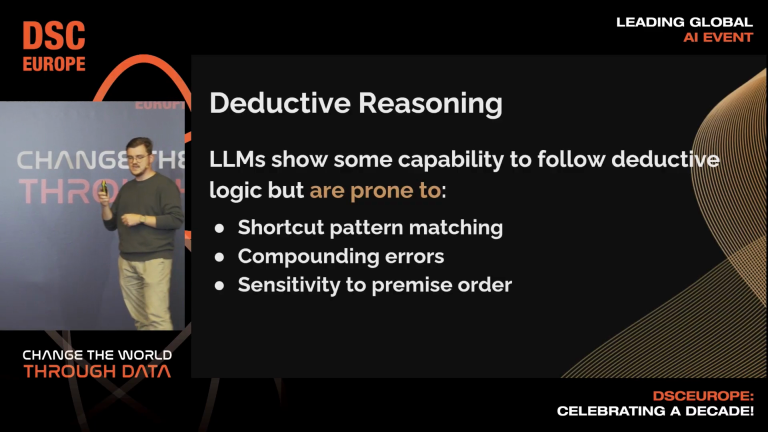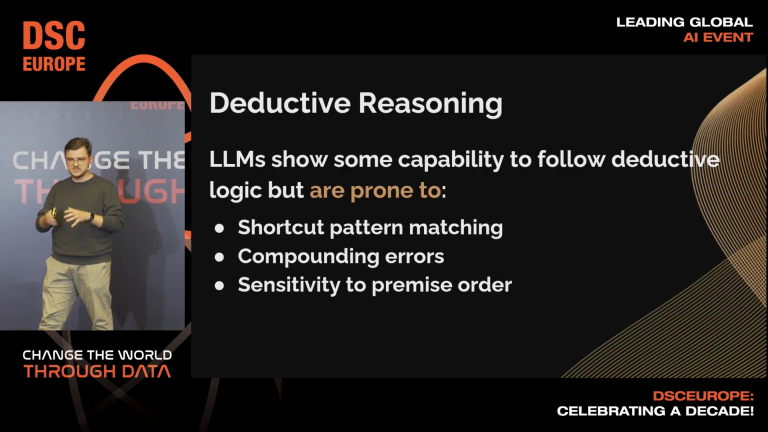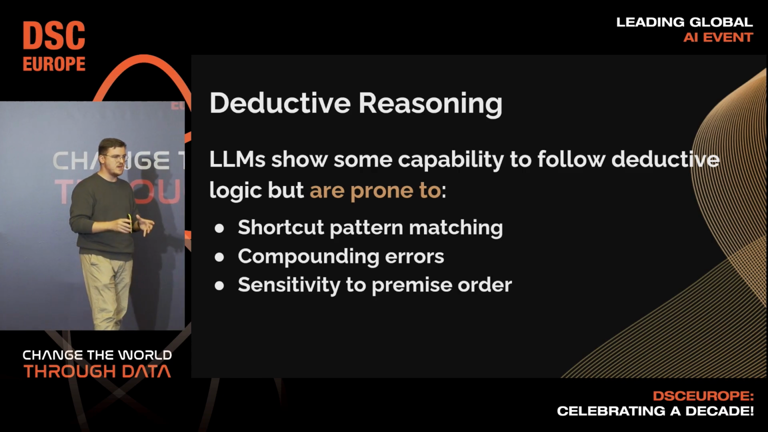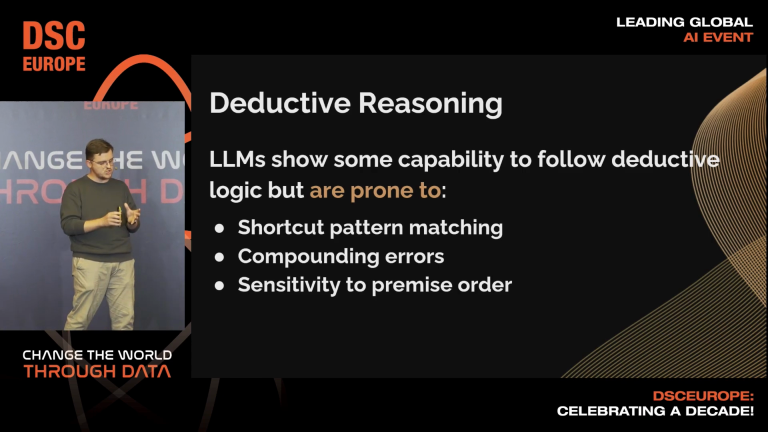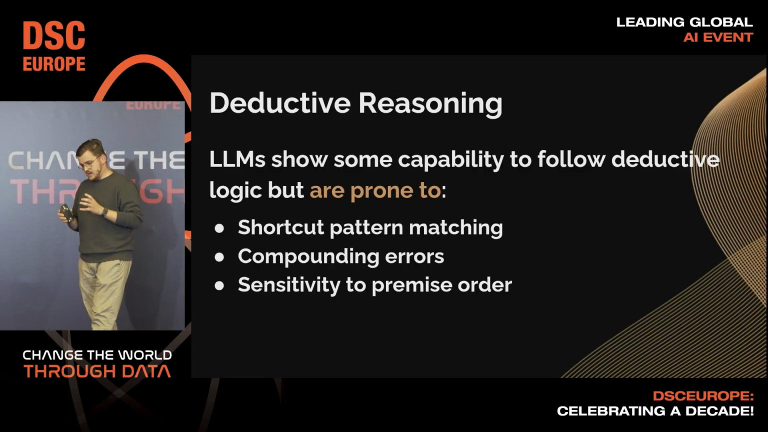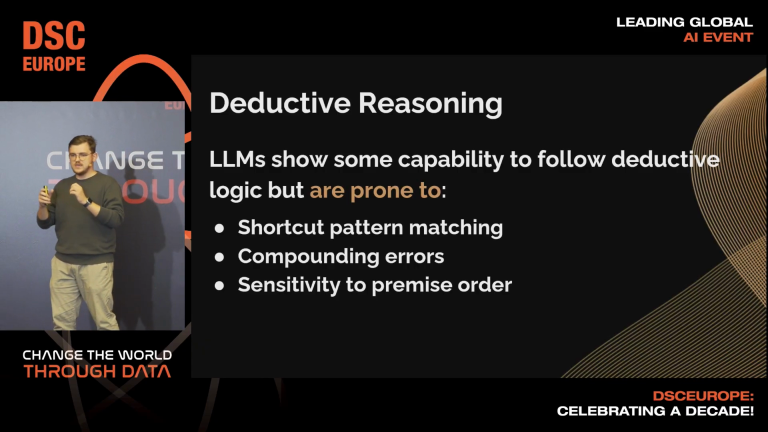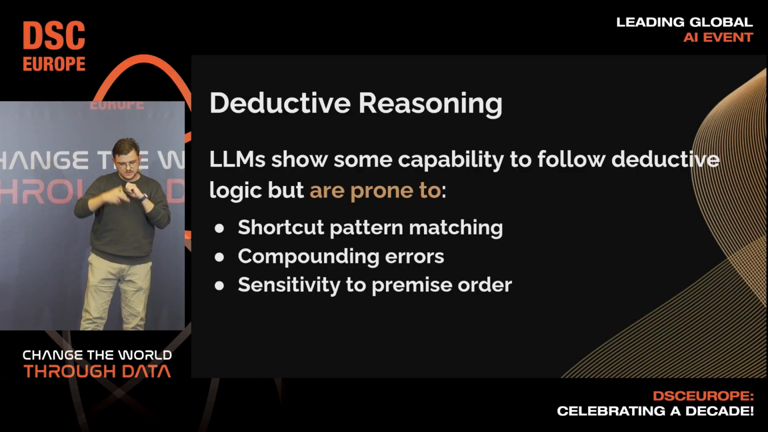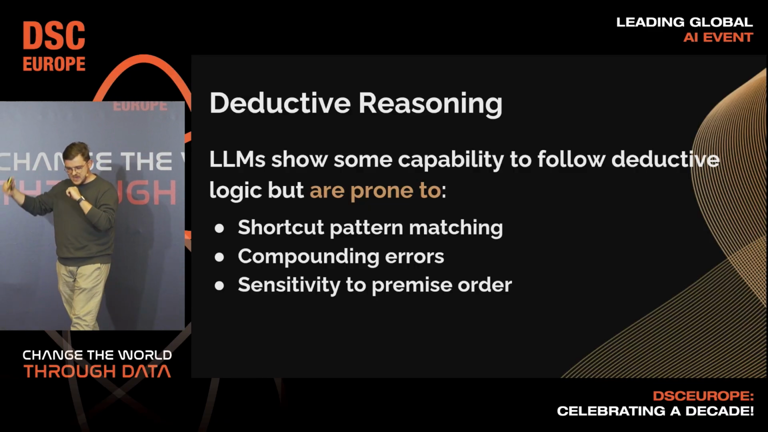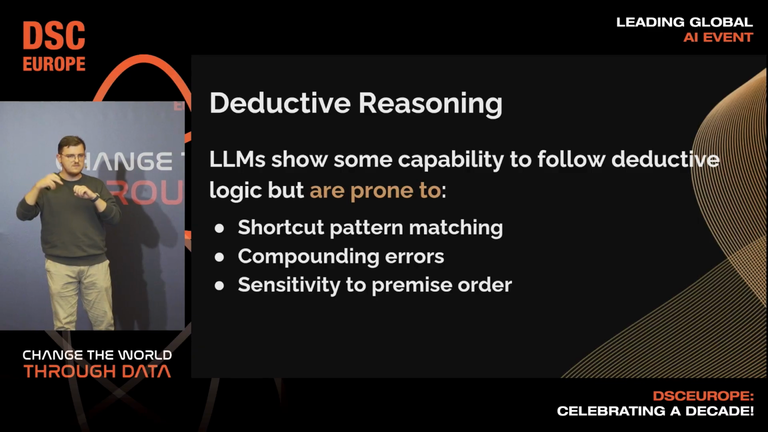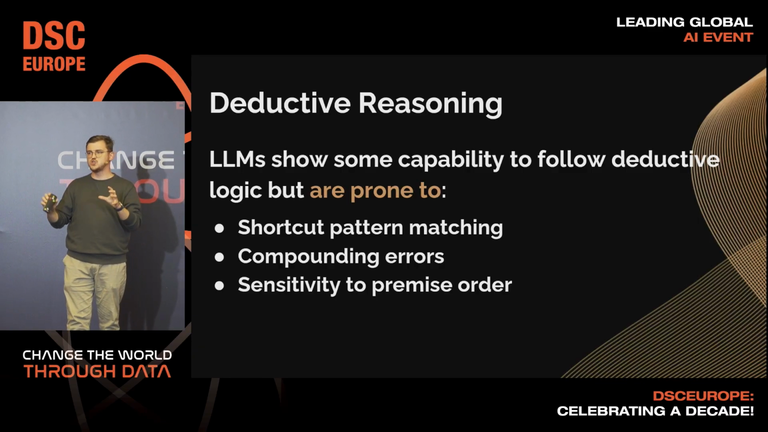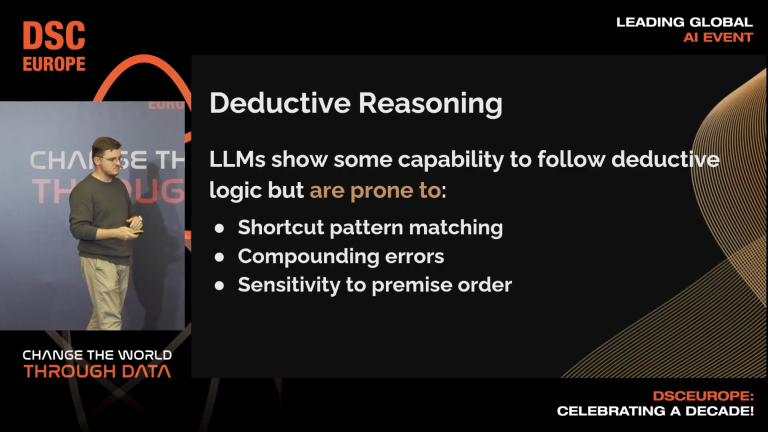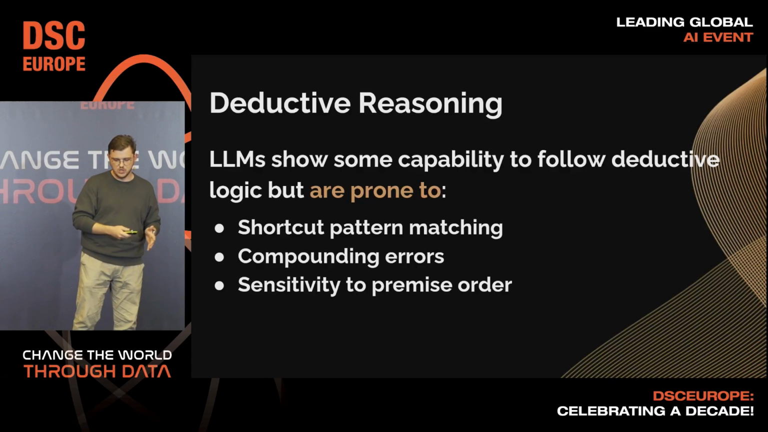Third one is their sensitivity to premises order, and by that, research shows that when we try even a little to reorder premises in our reasoning, even if these premises are logically equivalent, LLMs usually tend to get confused a lot.